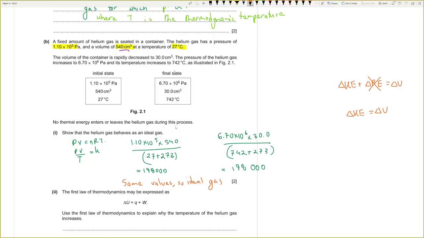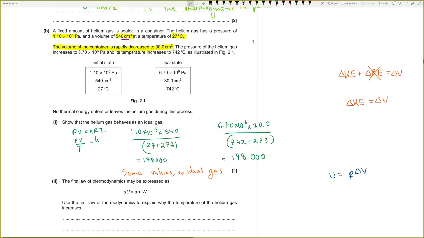So obviously heat was supplied from outside. And the volume has decreased, right? So work is done on the gas. It's stated that the volume of the container is rapidly decreased, so you can't talk about thermal energy being supplied to the gas, because this is the key point. Work done on a gas is written as P delta V. At constant pressure, if you decrease volume, work is done on the gas, right?